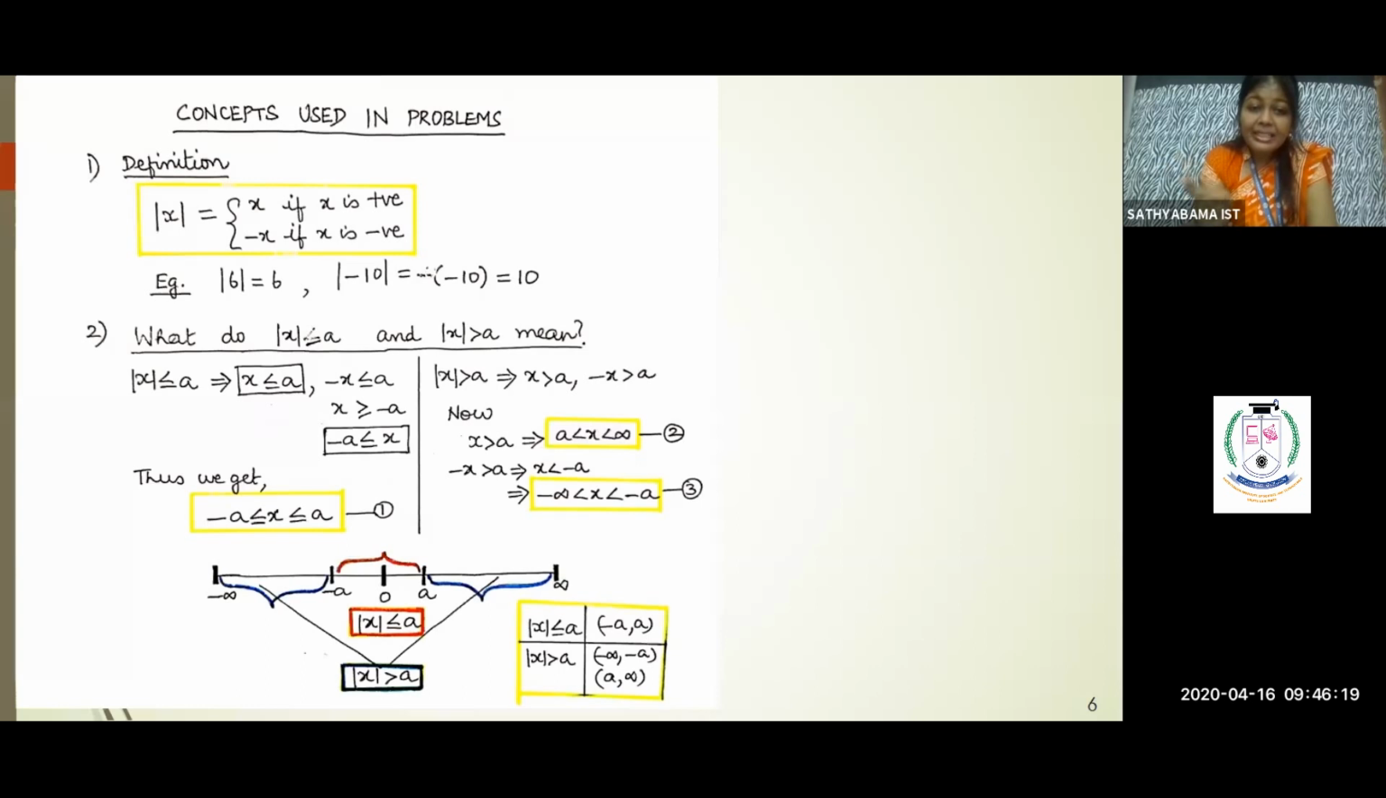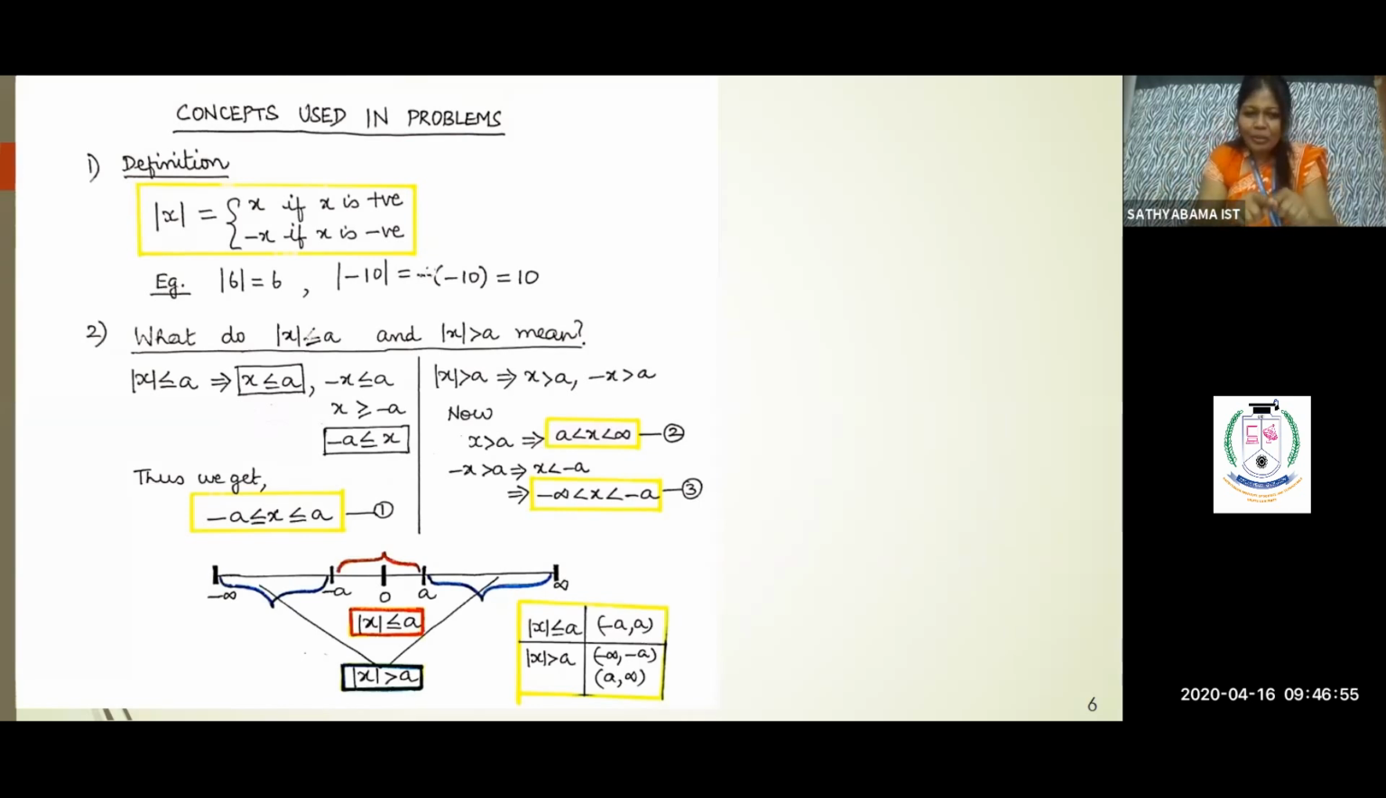What will you get? When you multiply both sides by minus sign, the inequality changes. Less than or equal to becomes greater than or equal to. So x is greater than or equal to minus a. That is the same as saying minus a is less than or equal to x, isn't it? Now look at the two boxes that I've marked in the left-hand side. I want you to combine these two. Minus a is less than or equal to x, and x is less than or equal to a. So when you combine these two, what will you get? Minus a less than or equal to x less than or equal to a.